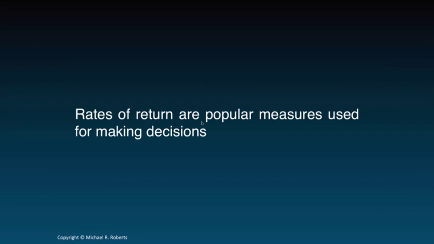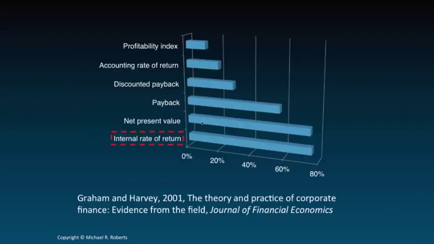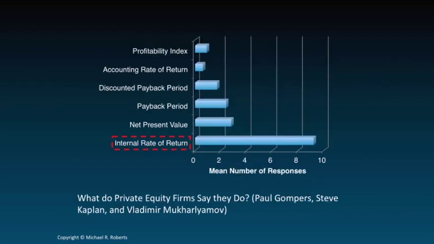Now, I'm going to spend some time here talking about IRR, a little bit of motivation here, because rates of return are really popular measures used for making decisions. Remember back to the survey evidence, internal rate of return was the most popular decision criteria used by CFOs. It just edged out NPV, right? And likewise, for private equity firms, internal rate of return is by far the dominant decision criterion used for evaluating investments. So it's really important to understand this criterion.